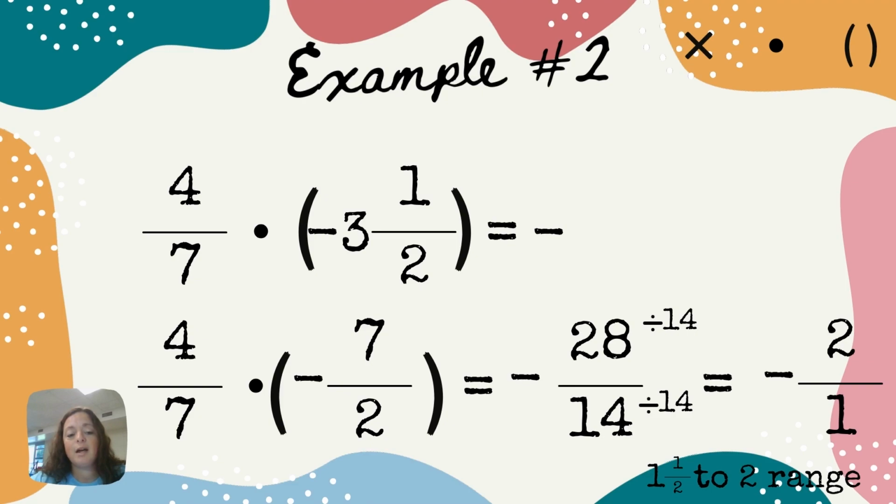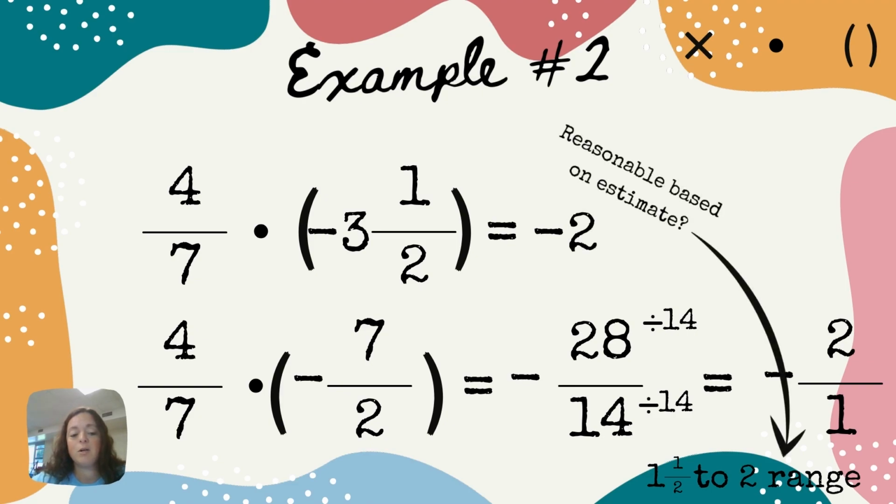Is that reasonable based on our estimate? Remember, our estimate was 1.5 to 2. I'd have to say that that is reasonable. We guessed that it would be 1.5 to 2, and it's 2. That negative just means the positive times the negative, so we weren't really thinking about that when we were estimating.